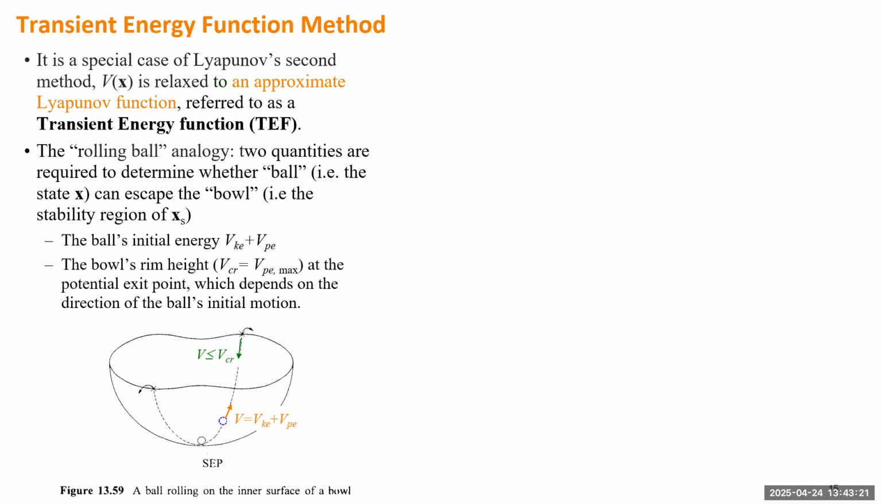So if it's less than the critical energy, it will come back. If it's higher than the critical energy, it will escape. And that critical energy can be estimated by the potential energy at that point. But you see this point is higher than that point, right? So if you move towards that direction, the critical energy can be lower. So it really depends on the direction of the ball based on its initial condition, based on the initial speed.